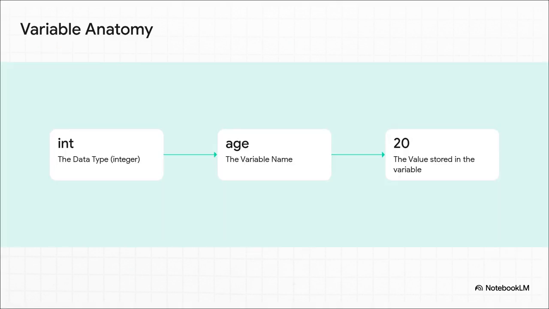Let's look at a real example here. int age = 20. Let's break it down. That first part, int, tells Java, hey, this box can only hold whole numbers, integers. Next, we give our box the name age. And finally, we put the value 20 inside of it. And that's it. Simple as that.